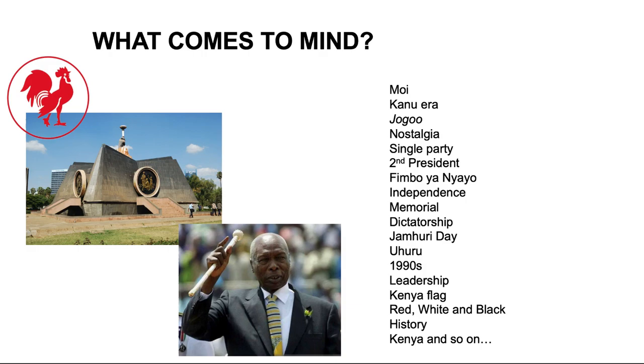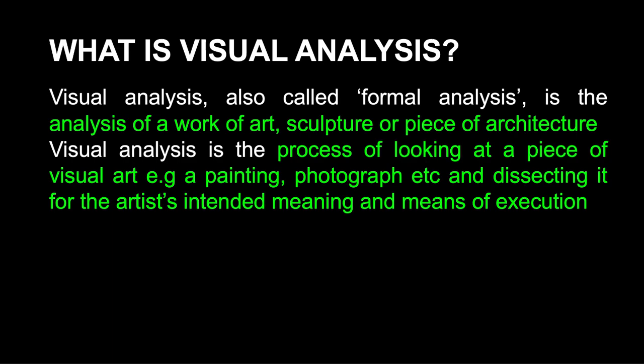So what is a visual analysis? A visual analysis is also called formal analysis, right? It's the analysis of a work of art, sculpture, or a piece of architecture, and even the landscape, what we see around us. Visual analysis is the process of looking at a piece of visual art, from your movies, to your videos, to your Instagram feed on social media, paintings, photographs, and dissecting it for the artist's intended meaning and means of execution.